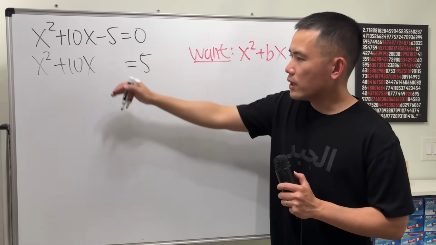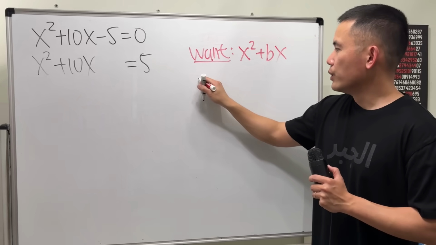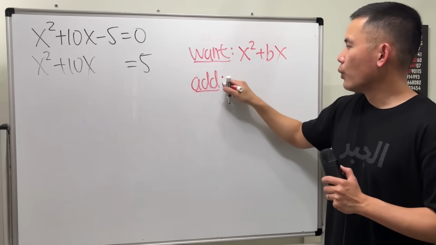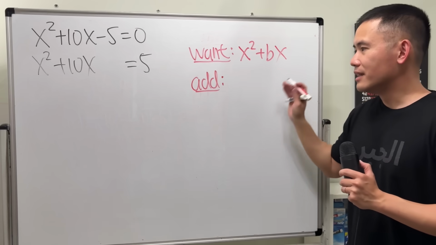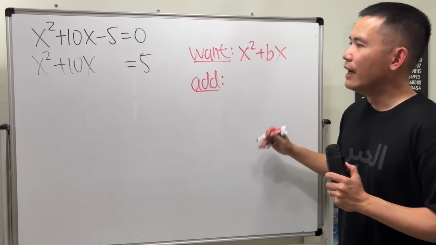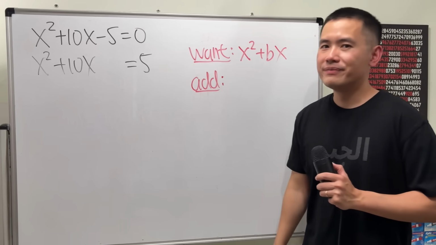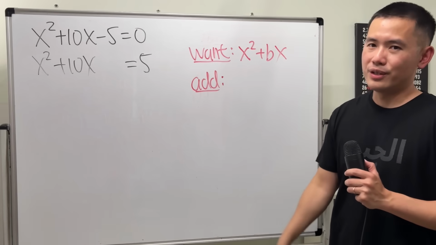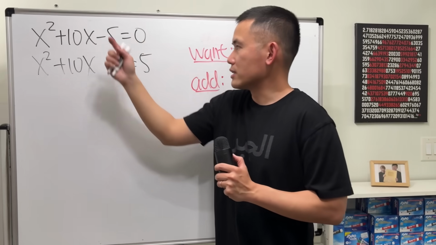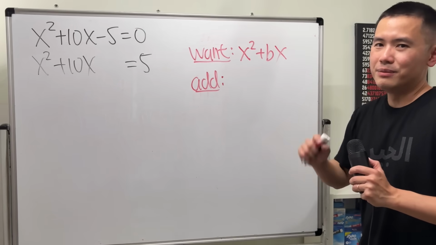So we got what we wanted. Now, next we are going to add what I call the magic number, because this number is going to be so magical. After we add it to both sides, the left hand side will become factorable. And better yet, you will get a perfect square. Because originally this right here was not factorable. So this is really magical.